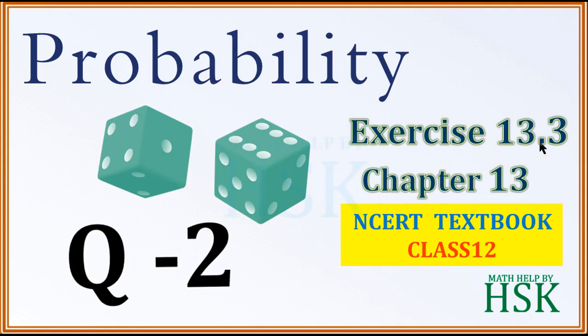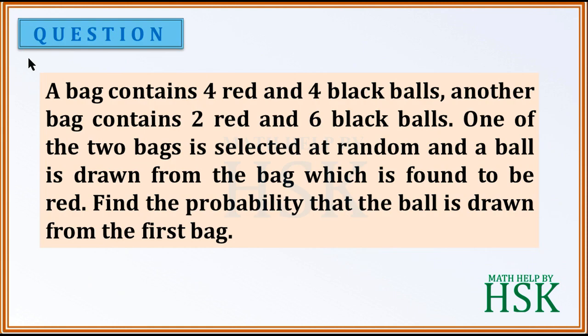Question number 2 of exercise 13.3. The question is, a bag contains 4 red and 4 black balls. Another bag contains 2 red and 6 black balls. One of the two bags is selected at random and a ball is drawn from the bag which is found to be red. Find the probability that the ball is drawn from the first bag.